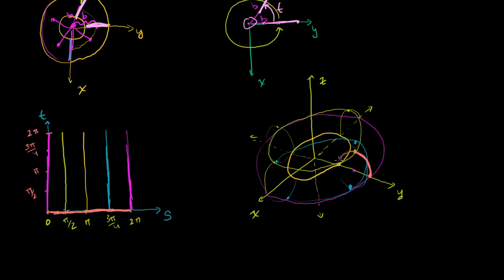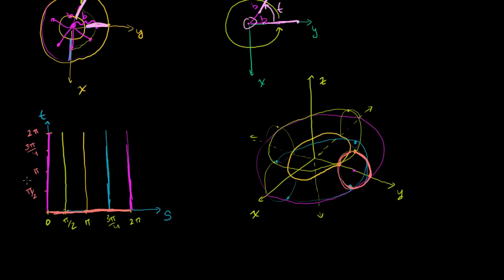Then it'll go to pi. This point is the same thing as that point. Then it'll go to 3 pi over 2, and then it'll come back all the way to 2 pi. So this line corresponds to this circle right there. We could keep doing these.